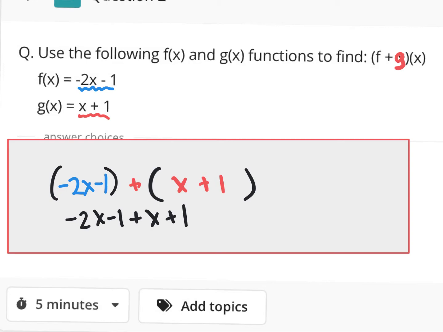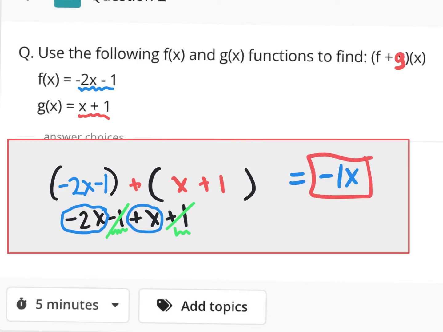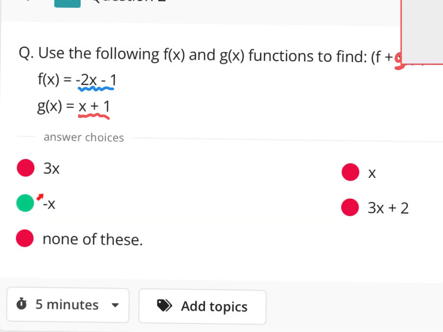And now let's combine like terms. Let's start with the x's. You have a negative 2x. You have a positive x. If you owe $2 and you have $1, you're still going to owe one of those dollars. And what about the numbers without variables? The minus 1 with the plus 1, those eliminate. 1 minus 1 is 0. So our only answer here is negative 1x. Show on your answers, there it is, negative 1x. Now they didn't write the 1, you don't have to, it's just a negative x.